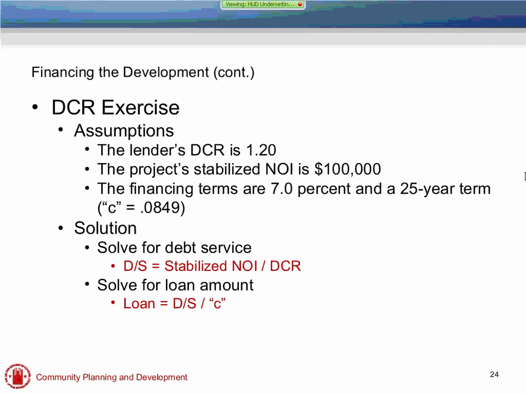Okay, we're going to switch back up here, and I'm going to go over the solution. So hopefully everybody has had some time to get through their calculation. Our first step is to solve for our debt service. So our debt service is our stabilized NOI, which was given to us as $100,000, over our debt coverage ratio that the bank is requiring of 1.20. So if we take $100,000 divided by 1.2, we get a debt service of $83,333.